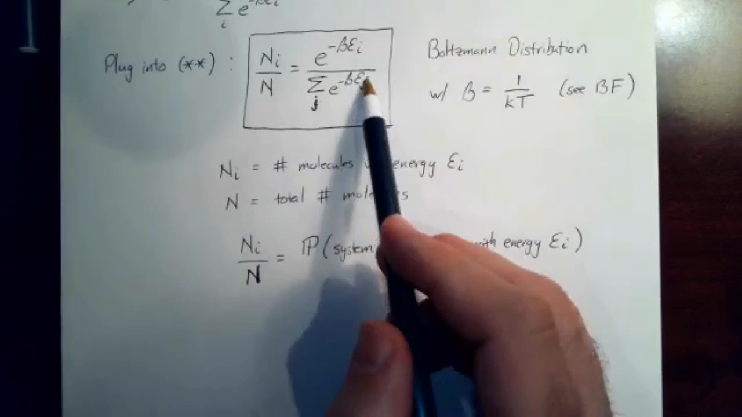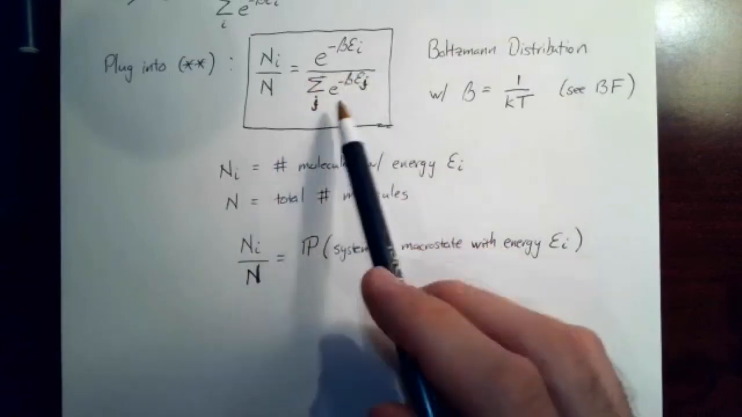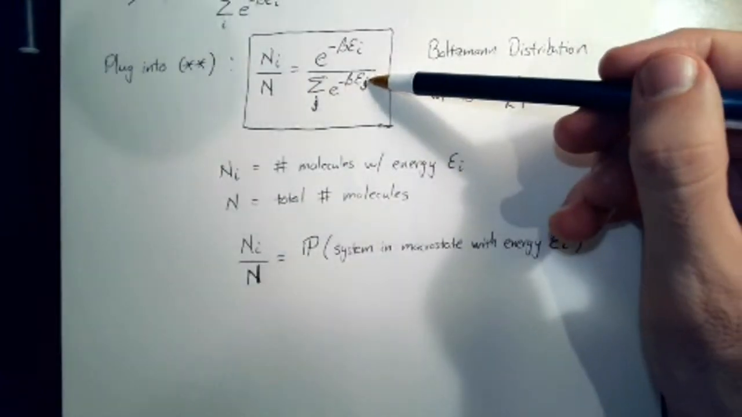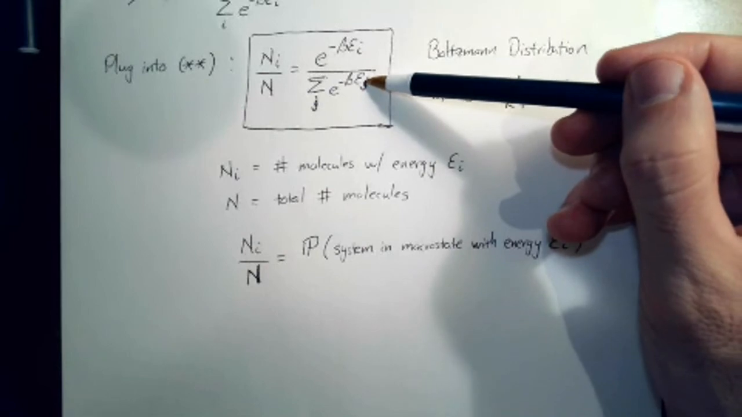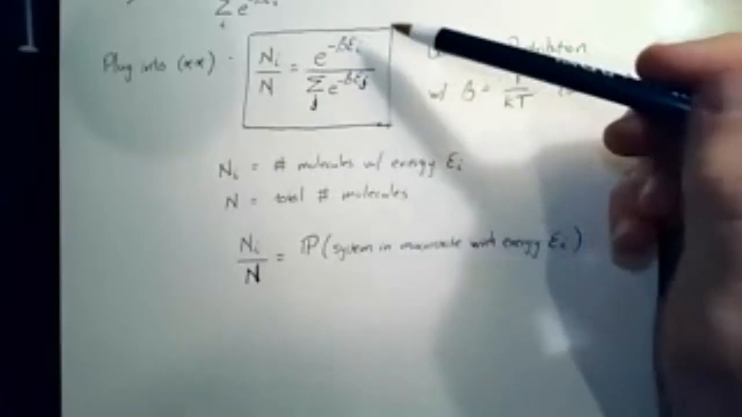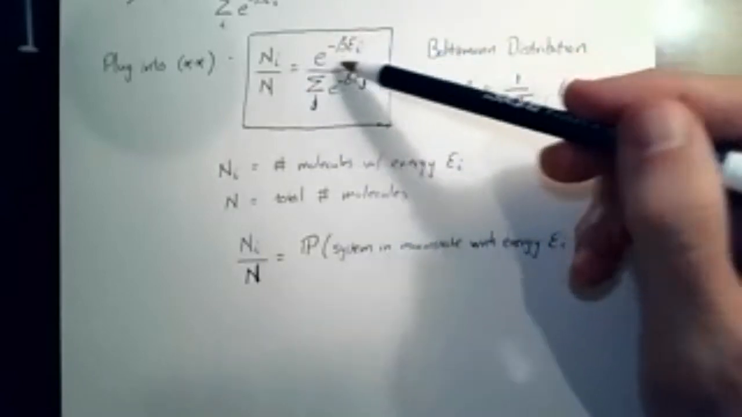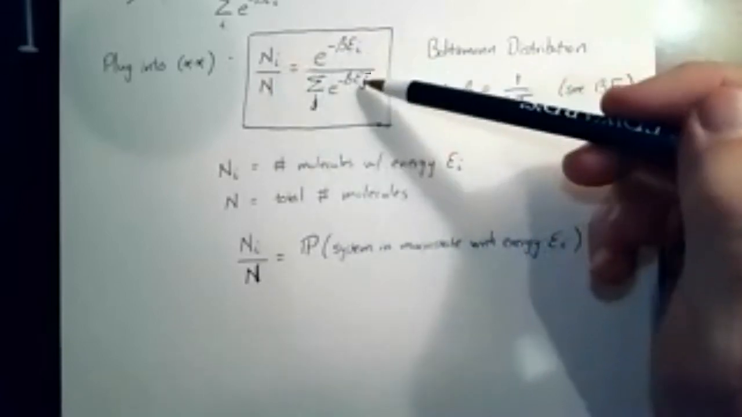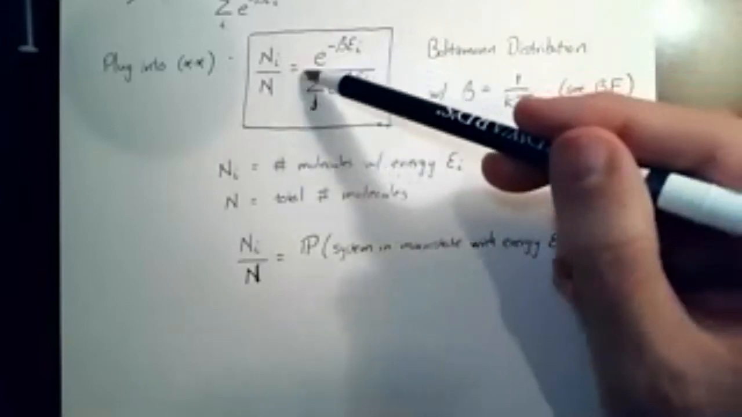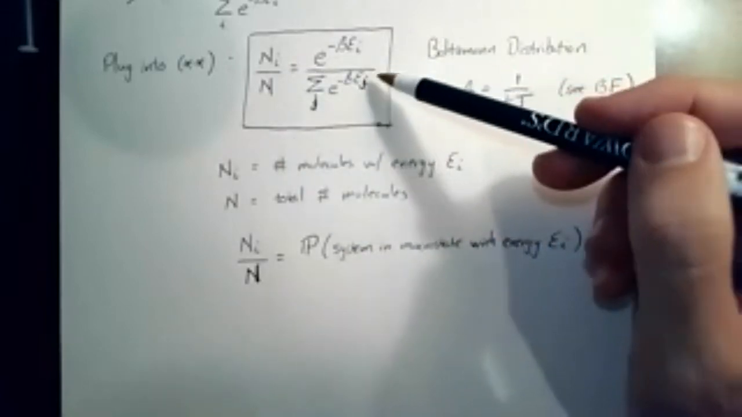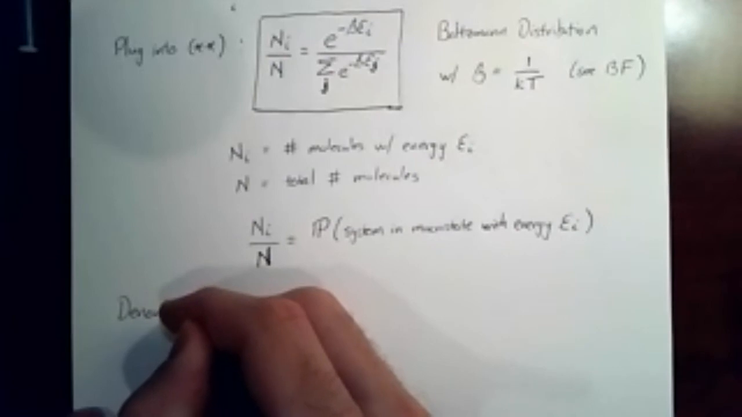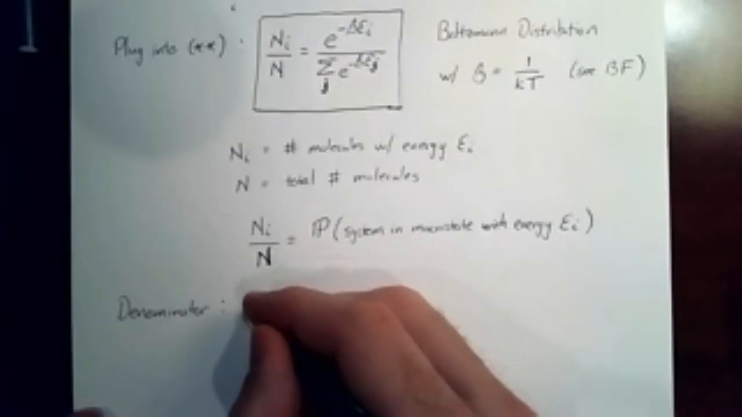And this quantity in the denominator here is the sum of all of these exponentials for all the different possible energies, all the different energy states. Whereas on the numerator, it's just this exponential for the one energy state that we're interested in, which is state i. Okay, so this number on the bottom doesn't change unless the system's energy states change. And so it's given a special name. So the denominator is called the partition function.